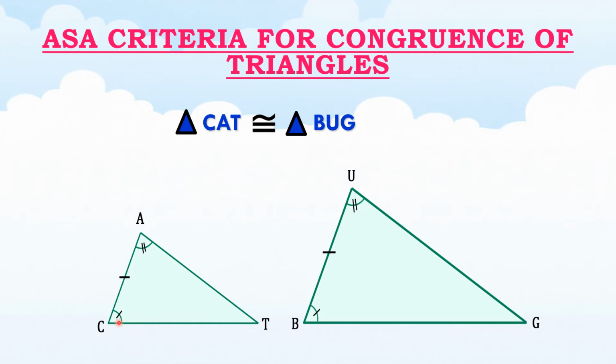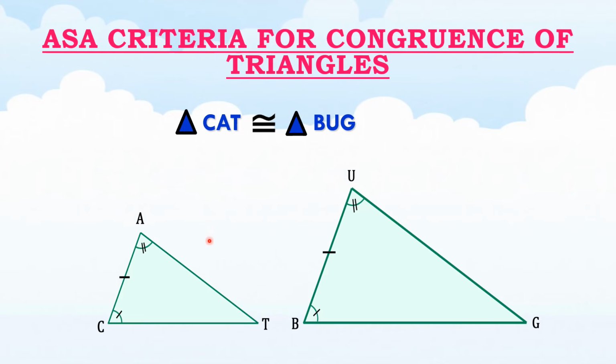Firstly, you will start with this: angle C is equal to angle B. Okay, then it should be the included side. The included side is the one that is given equal. So CA is equal to BU. Okay, CA is equal to BU, and the third condition will be angle A is equal to angle U.